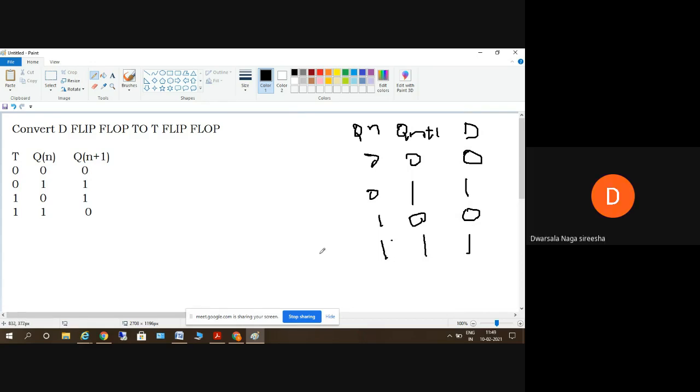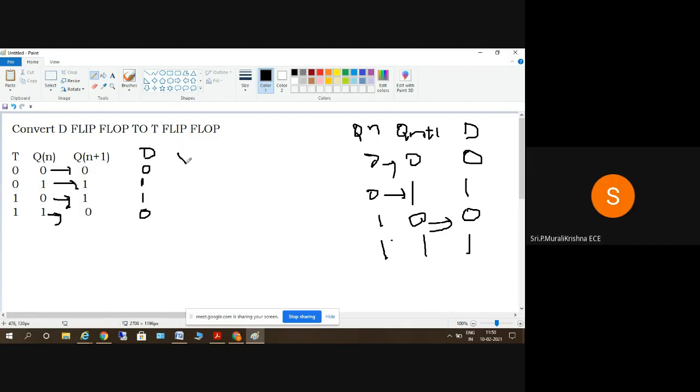Yes, sir. Okay. So now I need the values of d here. So d is nothing but the values of q of n plus 1. Okay, it is 0, 1, 1, 0. So just q of n plus 1, right? So 0 to 0, you can check here, 0 to 1. So 1 to 1 is 1, and 0 to 1 is again 1, and 1 to 0, it's a 0. Yes or no? Yes, sir.